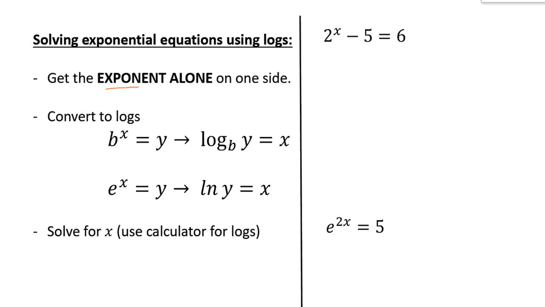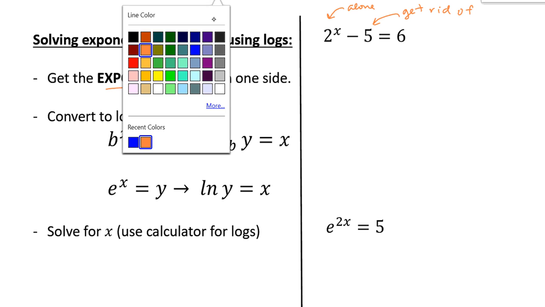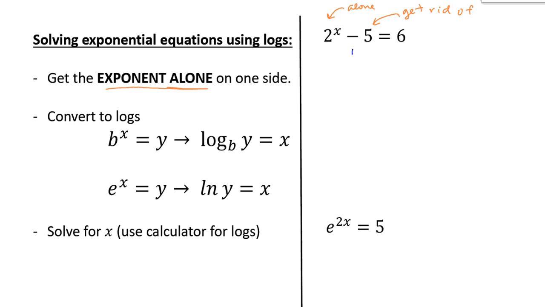First thing you have to do is get the exponent alone. So the thing being raised to the power, that's this guy, right? So that needs to be alone, which means we're going to have to get rid of this guy. Well, when you're dealing with equations, the only way to get rid of something is to do the opposite, subtracting 5. So we have to add 5 to both sides. Now we're here. 2 to the x power equals 11.